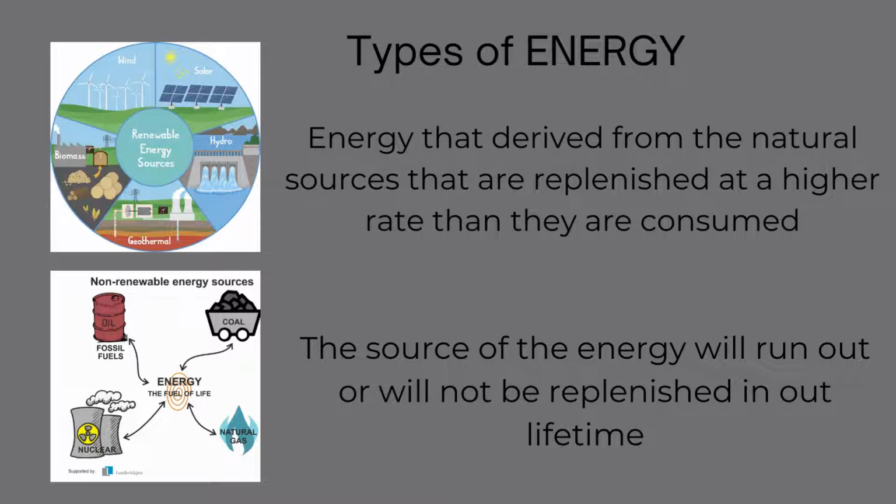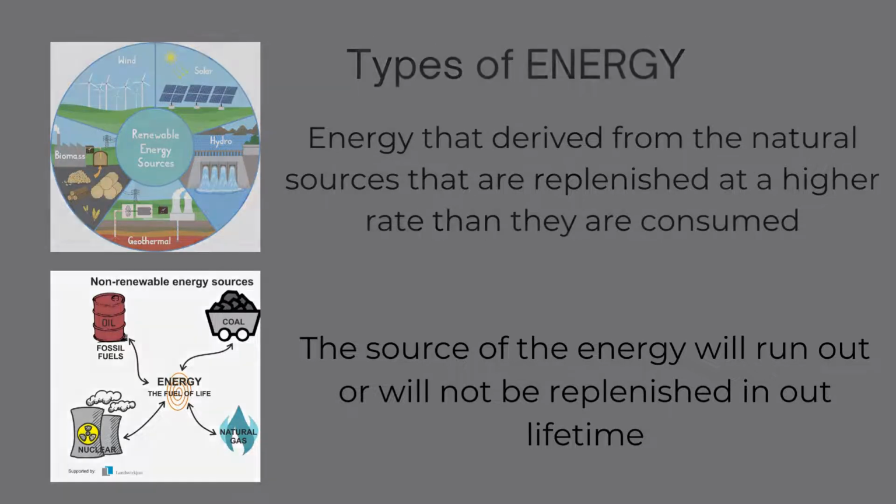The second type of energy is non-renewable energy. Non-renewable energy is the source of the energy that will run out or will not be replenished in our lifetime. The examples of non-renewable energy are chemical and nuclear. The example for chemical is fossil fuels, and for nuclear is uranium.